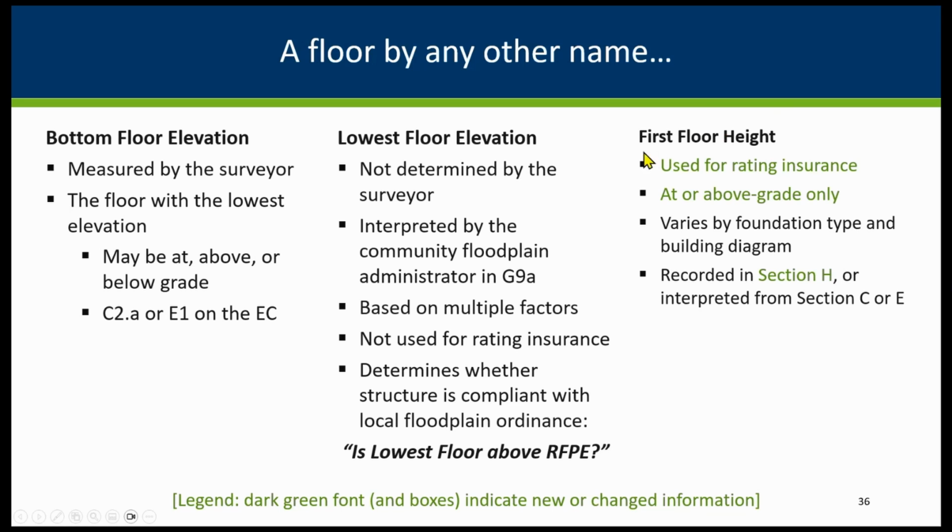But the first floor height, that's what we're looking at for rating the insurance premiums. And the first floor always has to be at or above grade. It cannot be below ground. The bottom floor elevation includes those levels that might be below ground, the crawl space or the basement. But the first floor height that's used for the insurance rating, they're only going to look at the levels that are above grade. And it's going to be using the information that is in this section C or in the section H that we'll be talking about.